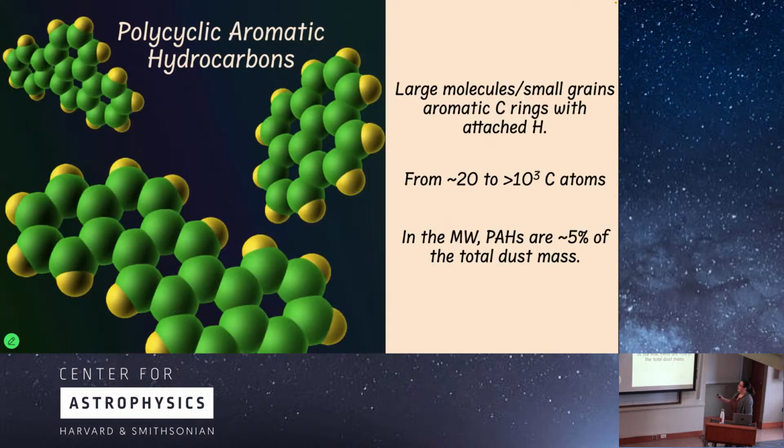So PAHs, if we just did the basics, are aromatic carbon rings with attached hydrogen. They make up around 5% of the total dust mass of the Milky Way, and they range in size down to what you would consider a molecule. The minimum size of a PAH we expect in the ISM is around 20 carbon atoms in the diffuse ISM, all the way up to 1,000 carbon atoms or more. So 1,000 is just the bound on what you consider a PAH. Carbonaceous dust grains continue on from 1,000 to many thousands of carbon atoms.